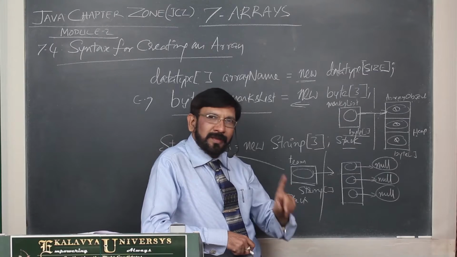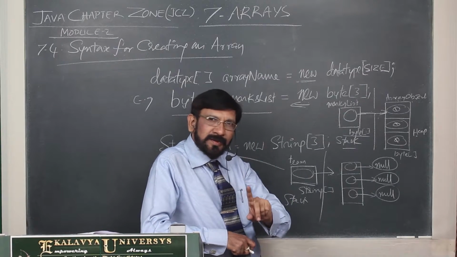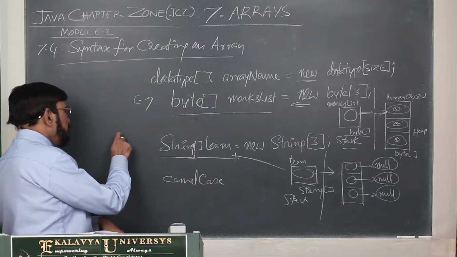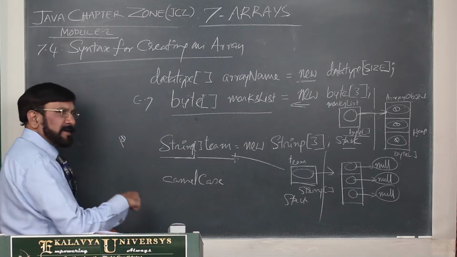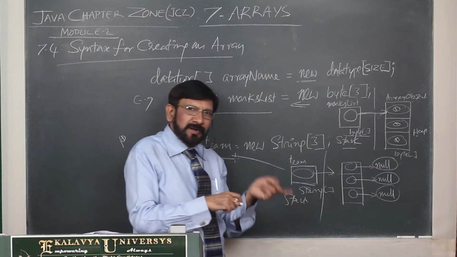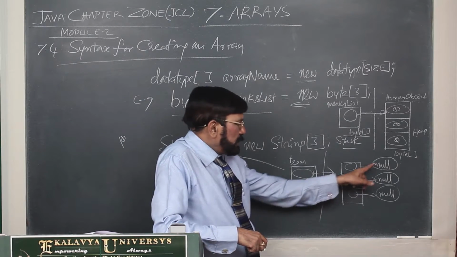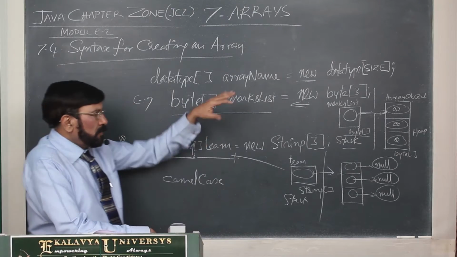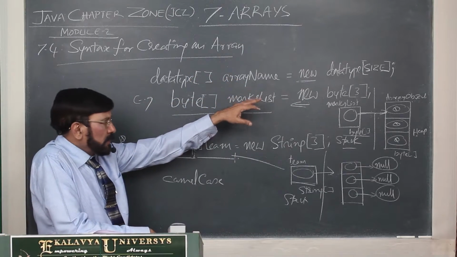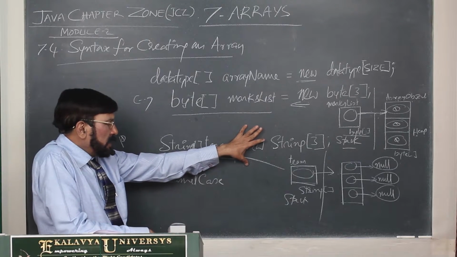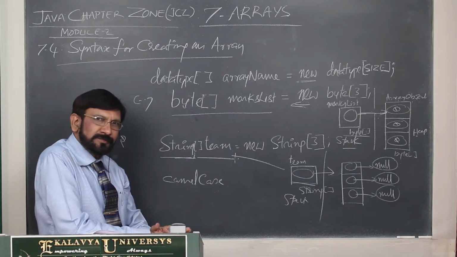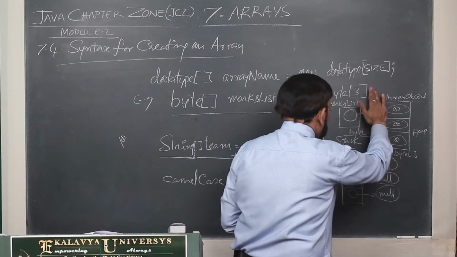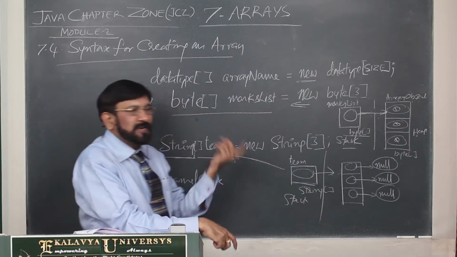Null literal. Null character is different, null literal is different. Null character means nothing. Null literal is different. So they point to null. Okay, so in this manner we can create an array of primitives and an array of references. You can understand. And one more for your clarity and completeness, I will initialize also.